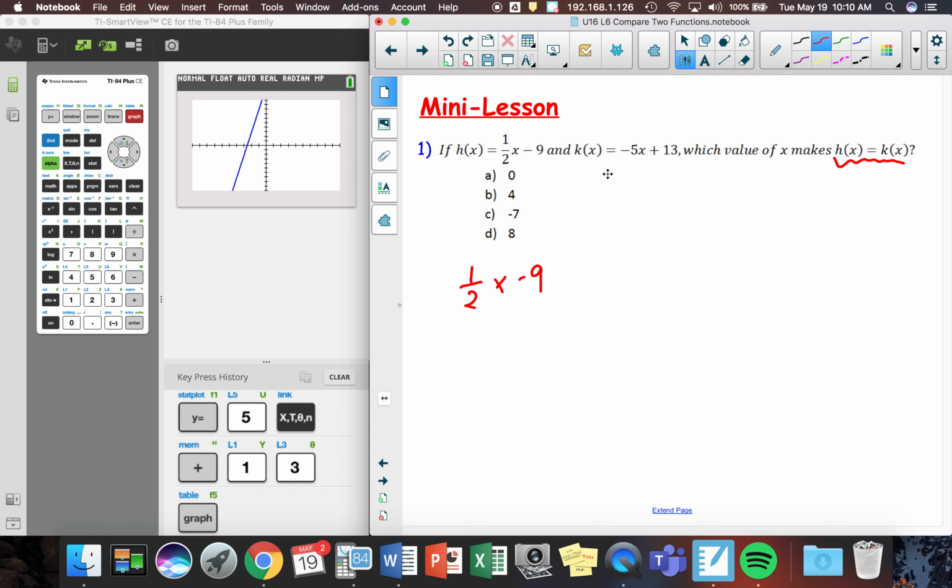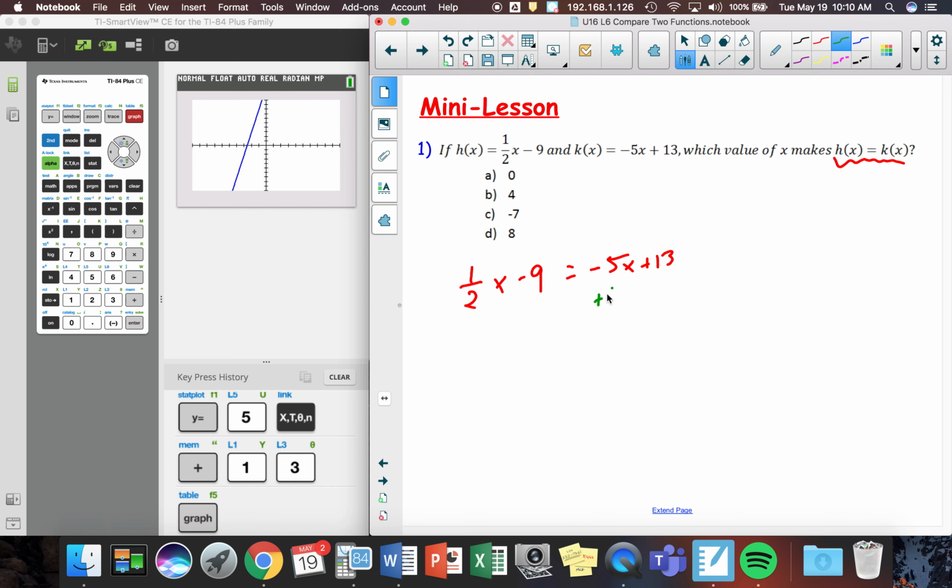And then I'm going to show you how you can use the calculator. So we want to see when both of these are equal to each other. So I set this equal to -5x plus 13. Okay. Now this is going back to basic algebra. We want to isolate the variable. We want to get the variable on one side. We want to get the number on one side.